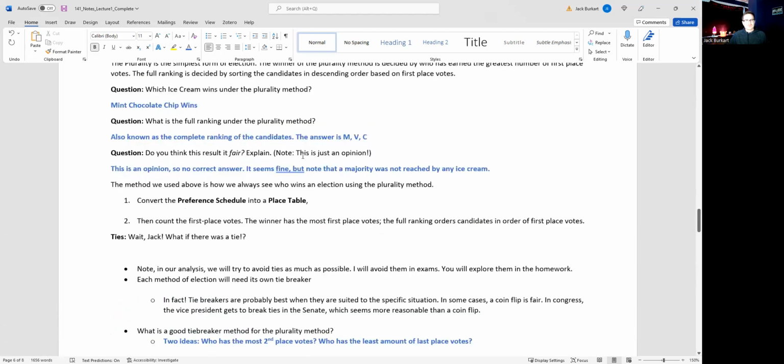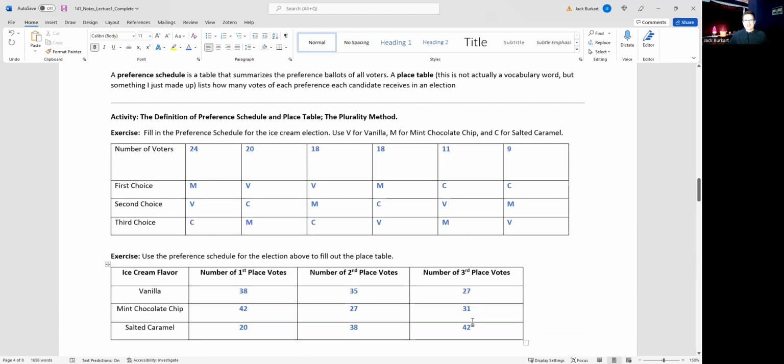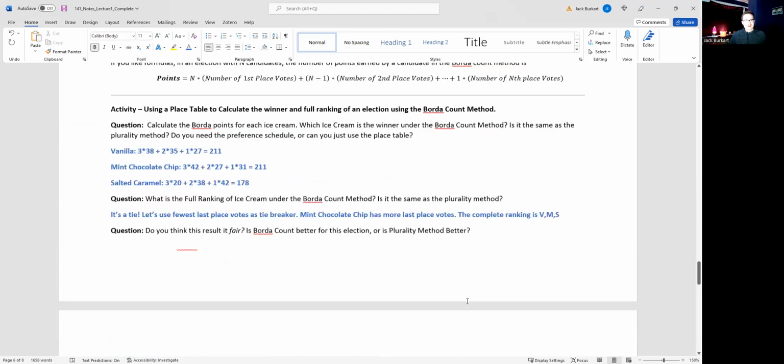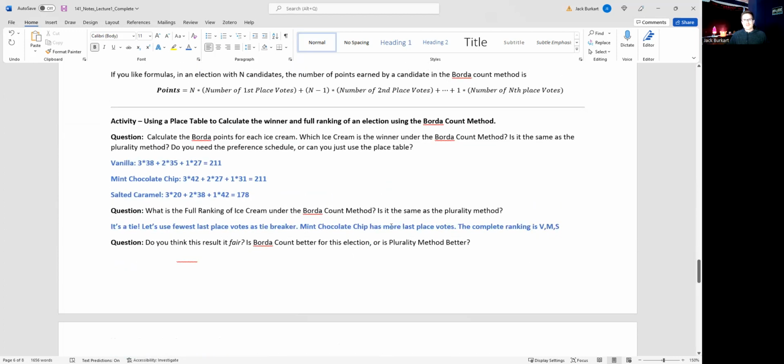So if we scroll up to our place table for the election, we see that, well, it's a tie between vanilla and mint chocolate chip, but mint chocolate chip had the most third place votes. So it was the most unpreferred. It's tough to get these double negatives correct right here. So mint chocolate chip has more last place votes. So if we use the fewest last place votes as the tiebreaker, vanilla would be the winner. And then mint would be second place. And then salted caramel had fewer points than all of them. So it would finish in third place right there.